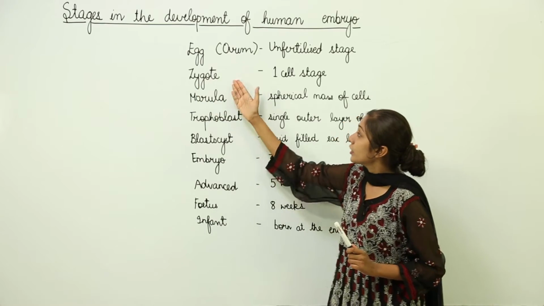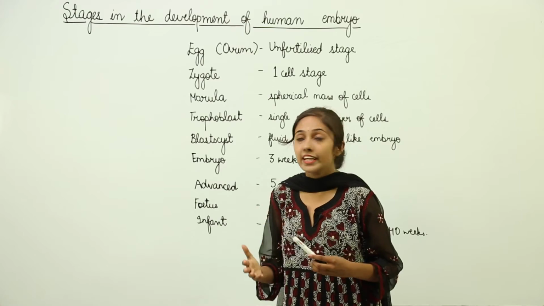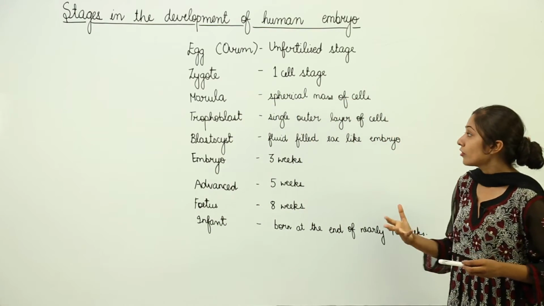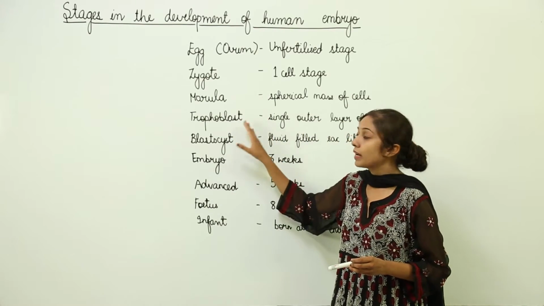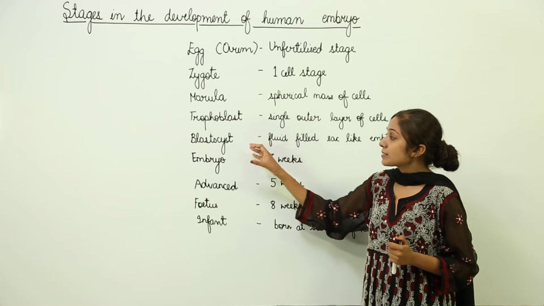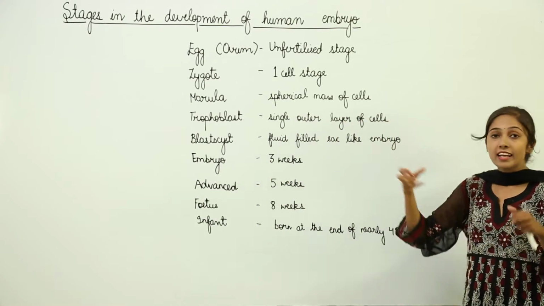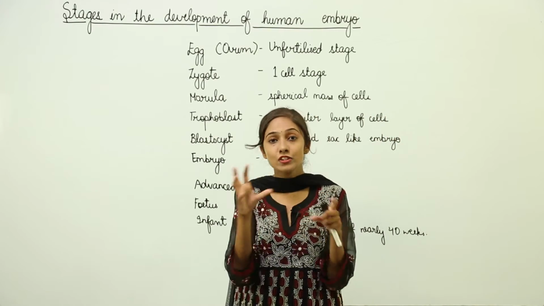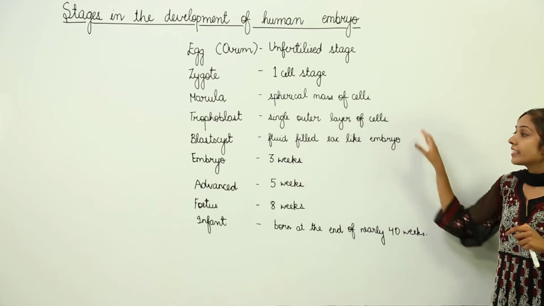Then after the zygote, there are repeated divisions of the cells. This forms a stage that we call morula. It is a spherical mass of cells. After morula, a single outer layer of cells is formed that we call the trophoblast. And after trophoblast, we have a stage that is known as blastocyst. Now in trophoblast, I told you that a single outer layer of cells is there, and inside that we have a cavity. We have a large cavity. So after this the blastocyst is formed, that is a fluid filled sac like embryo.